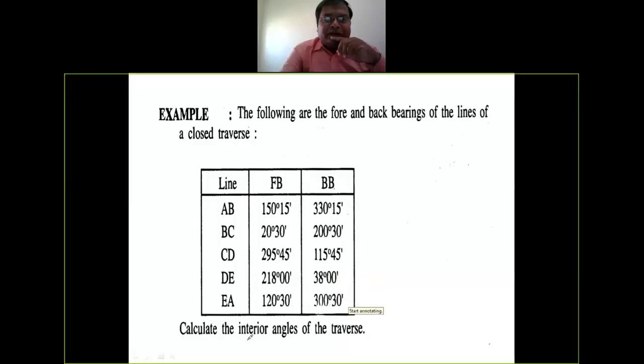What you have to do? You have to calculate the interior angle of the traverse. Okay, include angle. So we will proceed.